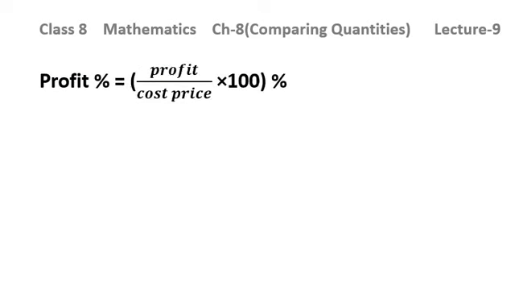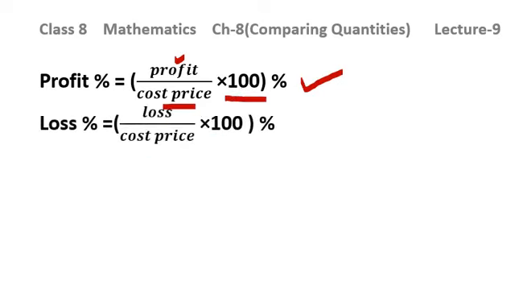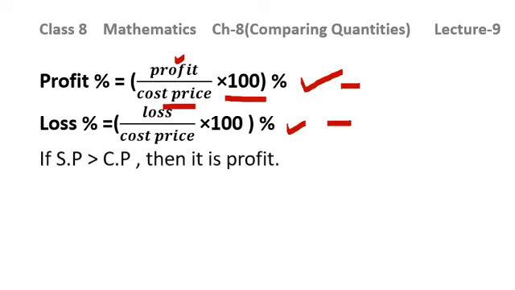So coming to the profit percentage formula, this is the formula to find profit percentage. Dear children, profit percentage and loss percentage are always calculated on the cost price. So profit percentage is given by profit over CP, that is cost price, into 100%. Loss percentage will be given by loss over CP, that is cost price, into 100%. This is the formula of profit percentage, and this is the formula of loss percentage.